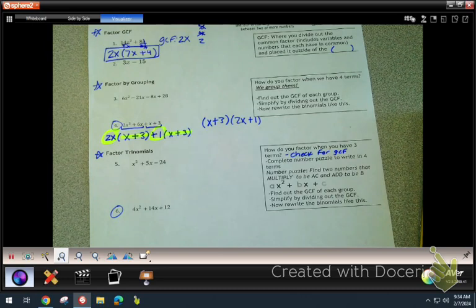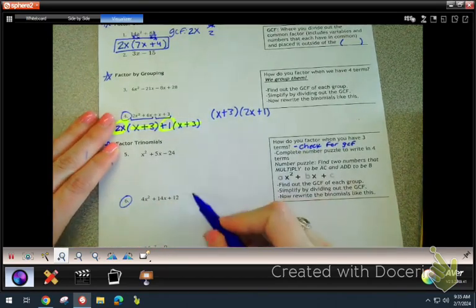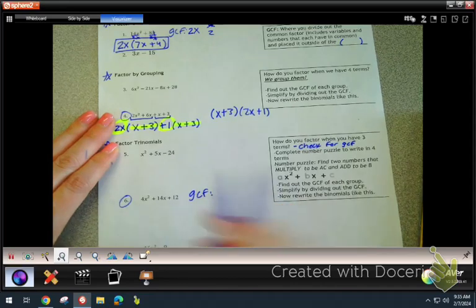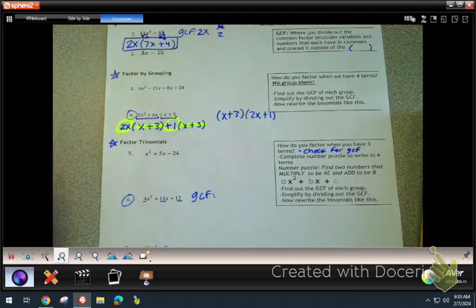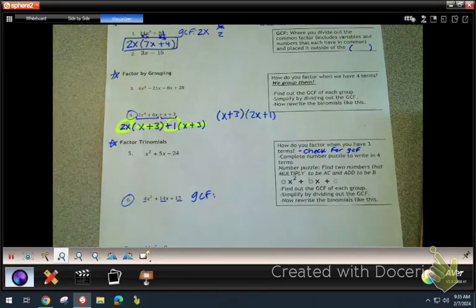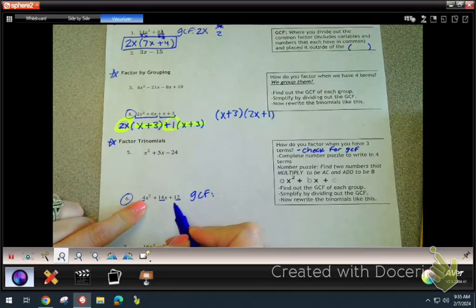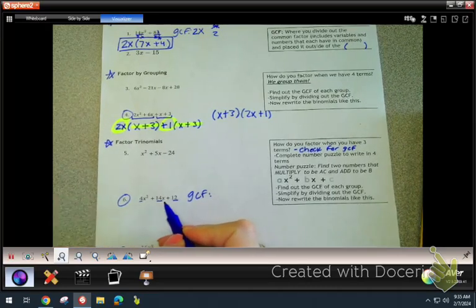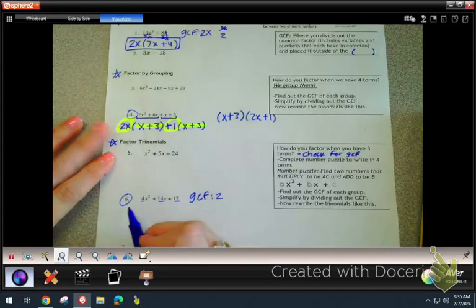So when I look at number 6, can I take out an x? Do they all have an x? No. But what are the coefficients? 4, 14, and 12. They're all divisible by 2. 4 is divisible by 4, 12 is divisible by 4, but 14 is not. So I would need to go down to 2. Okay? So let's take that out first.